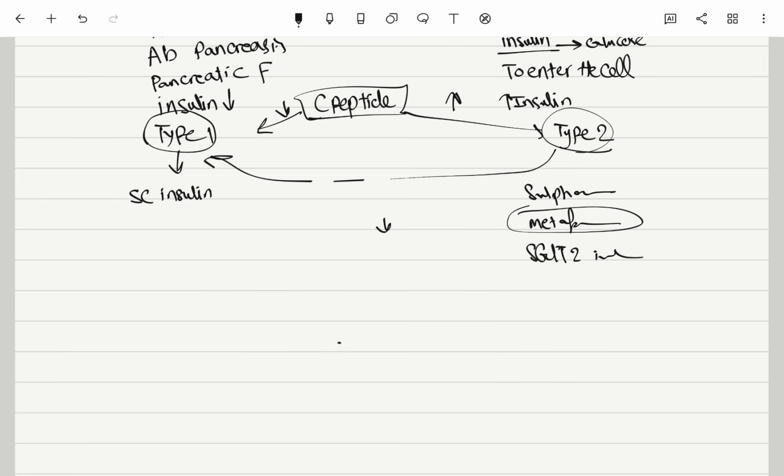By the way, metformin will not cause hypoglycemia. Sulfonylurea has a great side effect in that it causes hypoglycemia, but it is still used because it is cheap.